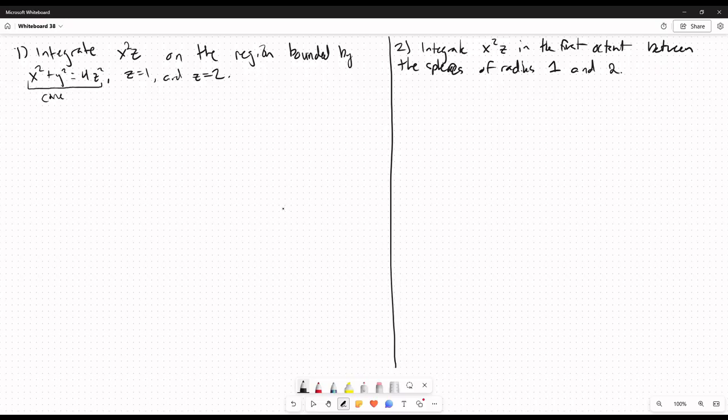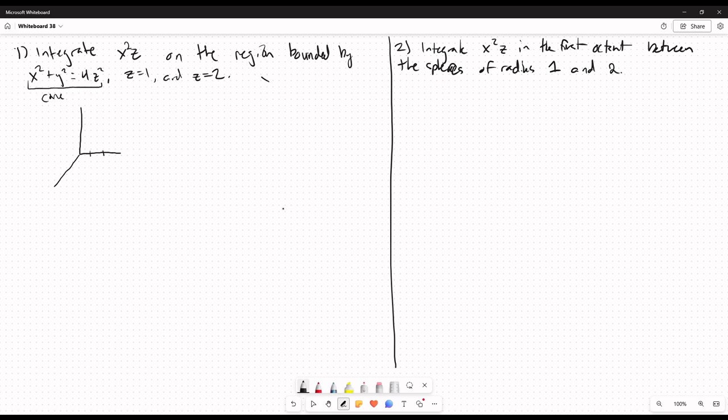The first thing you should know is that x squared plus y squared equals 4z squared is a cone. So what's that going to look like? We'll have the x-axis out here. To help me graph it, let's go ahead and convert this to cylindrical coordinates first, because cones make more sense in cylindrical coordinates than in spherical or rectangular coordinates.